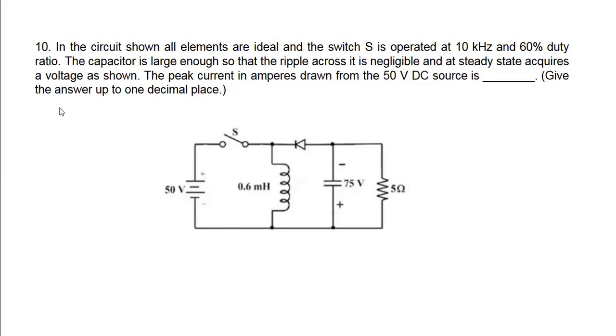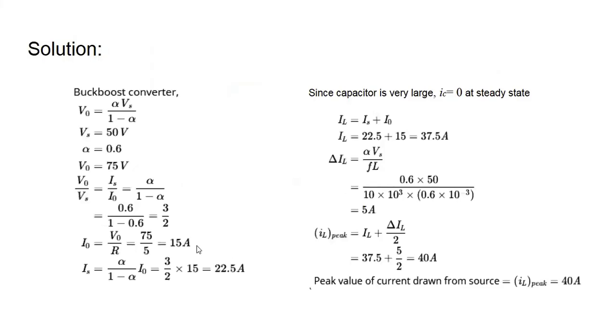This is a numerical answer type problem. We need to find the answer and enter it in the given place. The circuit diagram of the converter is shown here. This is a buck boost converter. We need to find the peak current in amperes drawn from the supply. So the solution of the problem is given here.